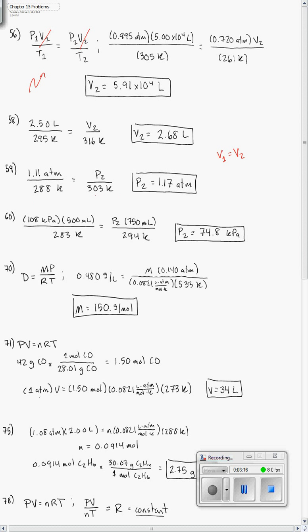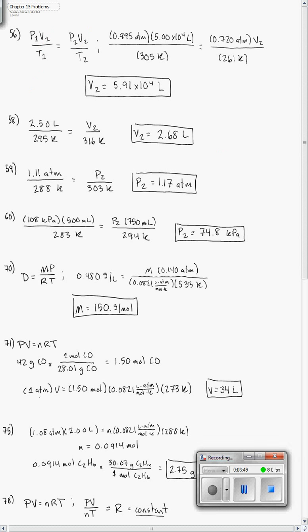First thing we do is we convert our 15 degrees Celsius to Kelvin, because that's our initial conditions. So that's, on our left side, that's our 288 Kelvin. Our final conditions have a temperature of 30 degrees Celsius, so that'll be on our right side. Our T2 then is 303 Kelvin. Our initial pressure is 1.11 atmospheres, that's what we start with, and we want to solve for our final pressure. So we leave P2 blank. Solving for P2 gives us a pressure of 1.17 atmospheres.